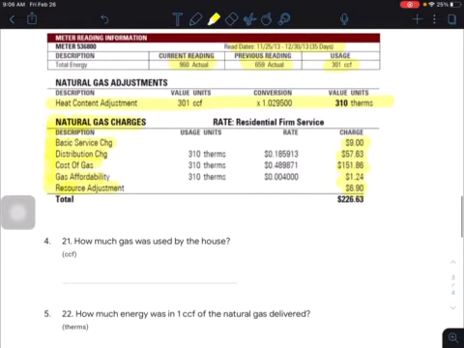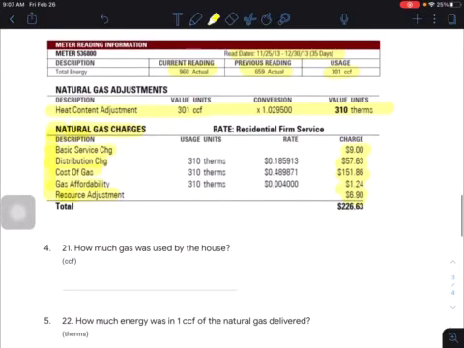So number 4, how much gas was used by the house? And pay attention to the units always when you're doing these types of problems. You've got the units here is centum cubic feet, and we've got the units up here, centum cubic feet of 301.